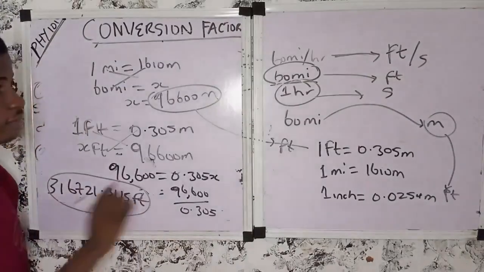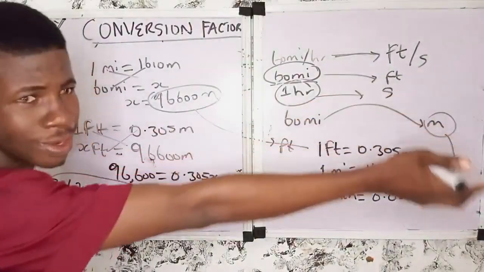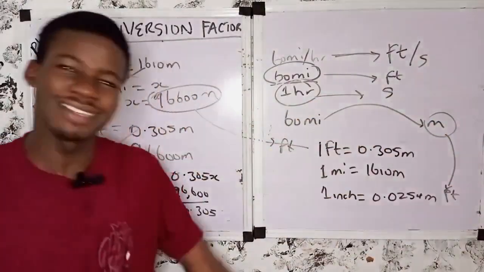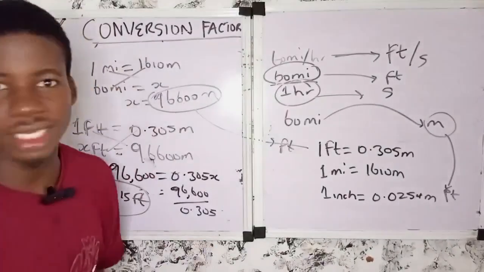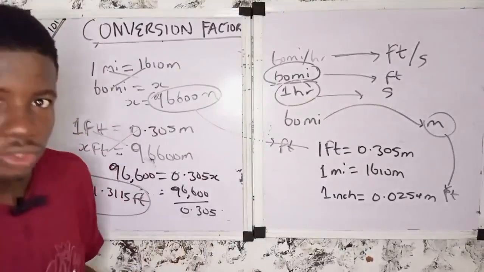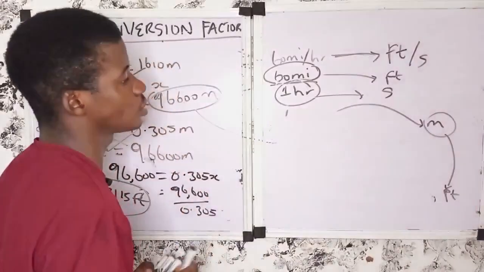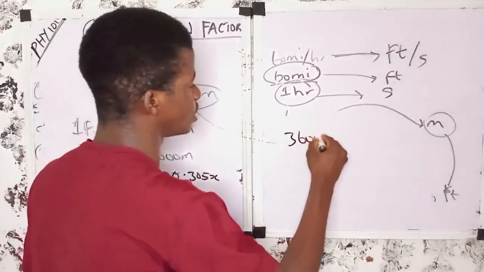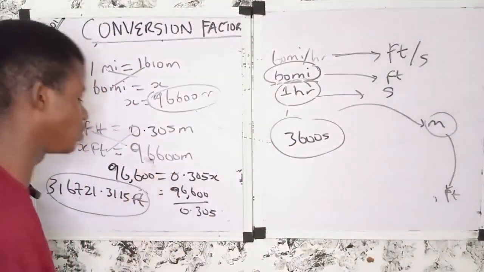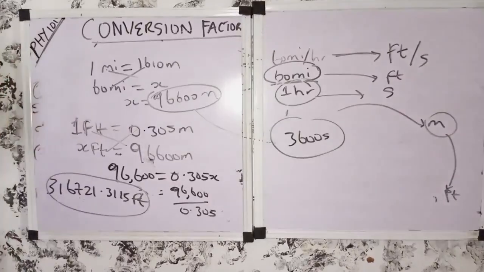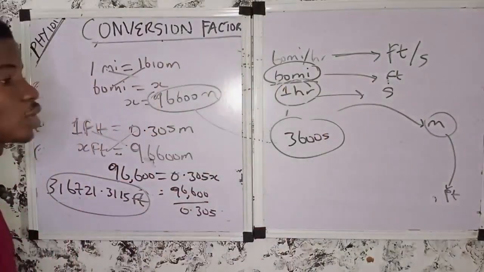Okay, so we have converted from 16 mile to what? To foot. Now let's convert from hour to seconds. It's very easy. We all know that 1 hour is equal to how many seconds? 3,600 seconds. Yes, 1 hour is equal to 3,600 seconds. So we have gotten our two values. What are we going to do next? We'll divide. We have successfully converted from mile to foot, then from hour to seconds. So we divide our two answers.